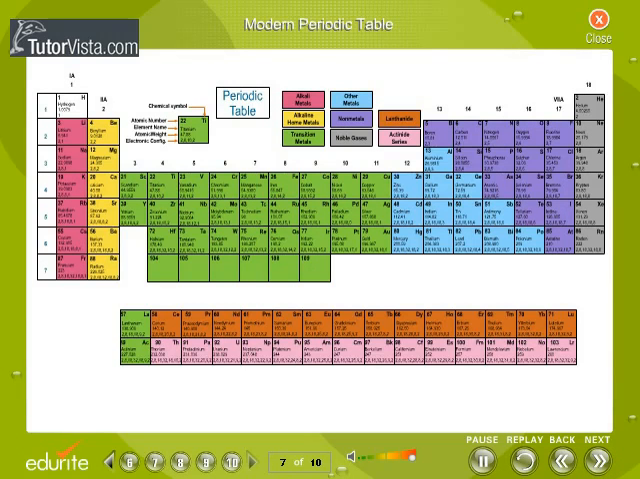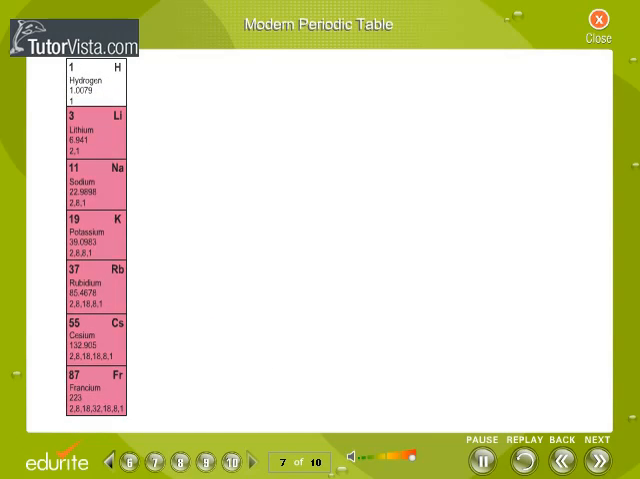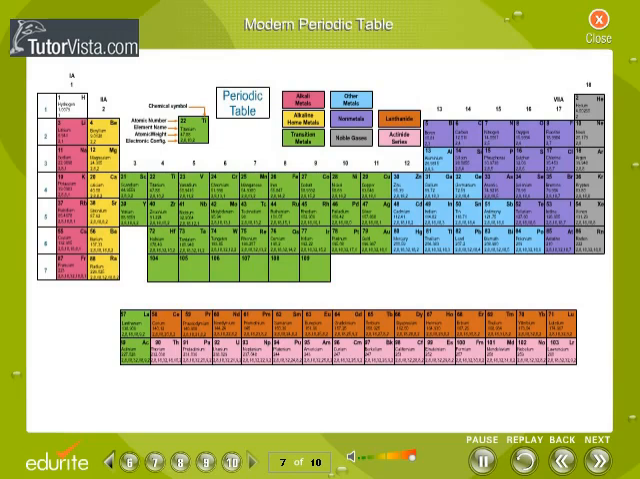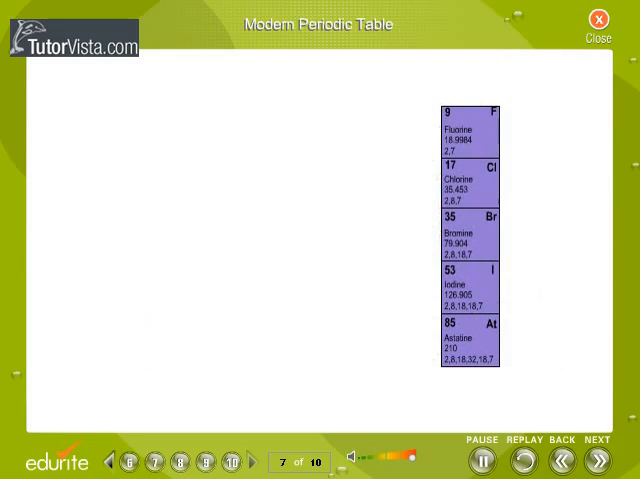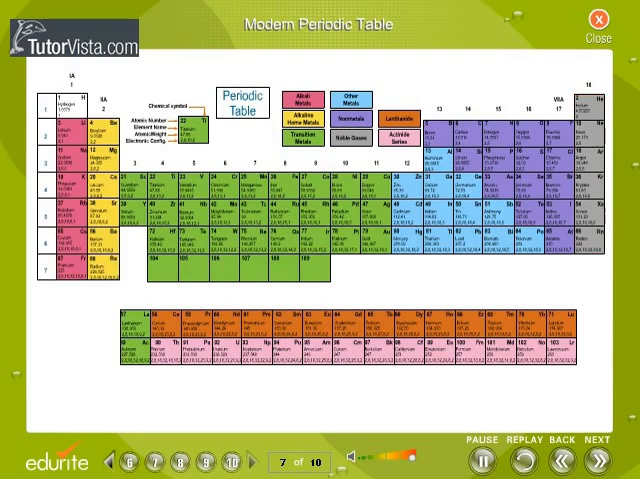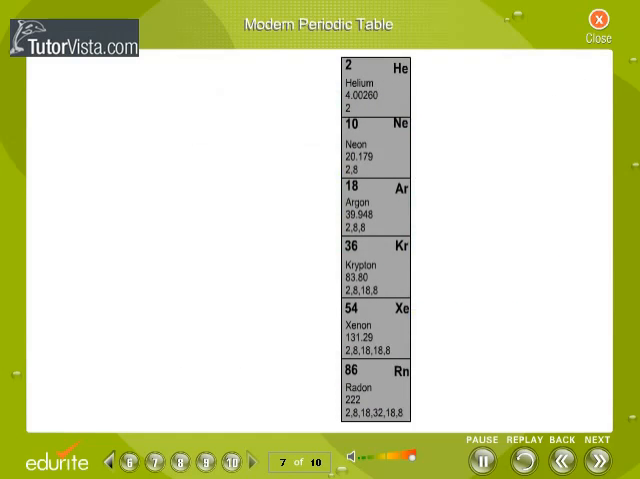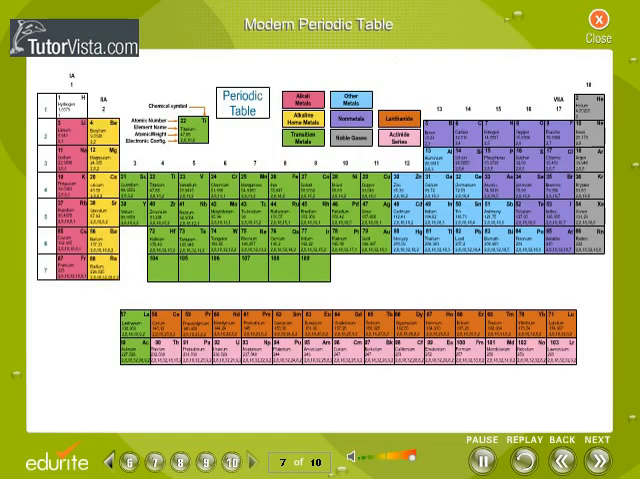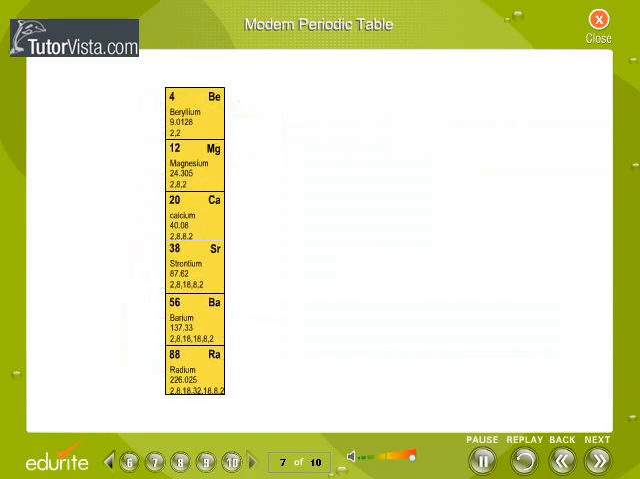The modern periodic table. Alkali metals are placed in group 1A and have 1 electron free to react in their valence shell. Halogens are placed in group 7A. Noble gases are placed in group 0. Elements of group 2A are called alkaline earth metals. They have 2 unpaired electrons in their valence shell.